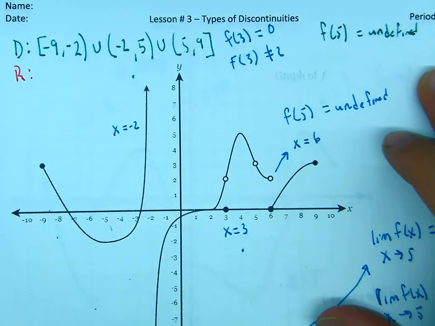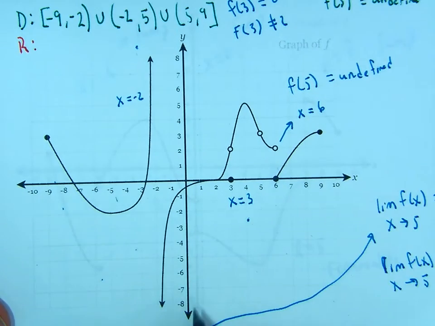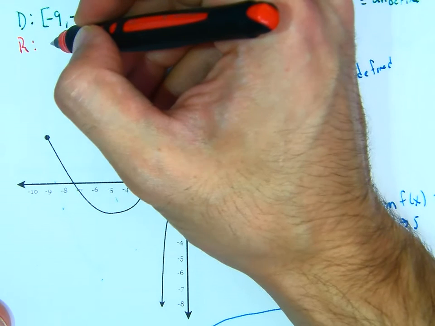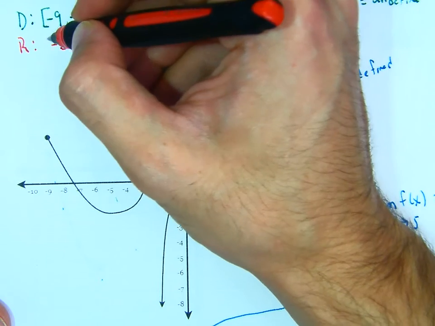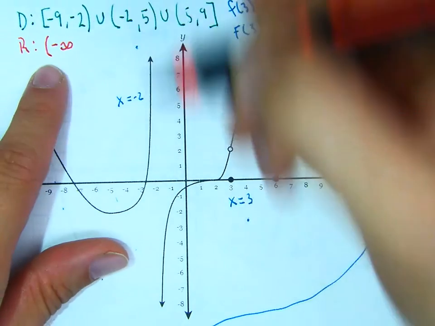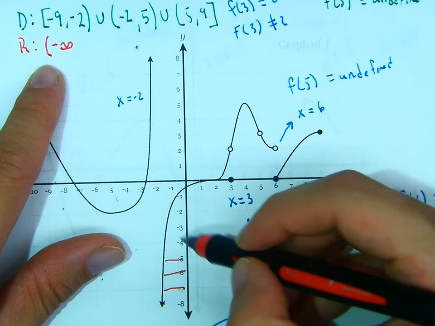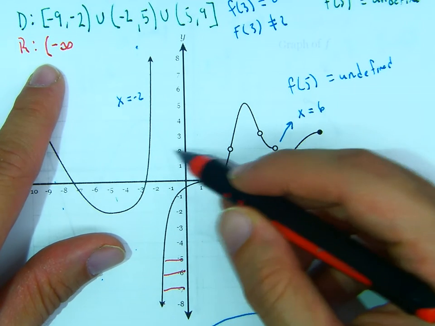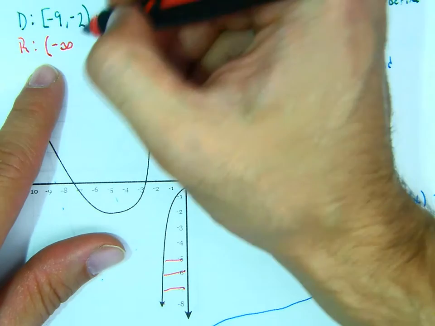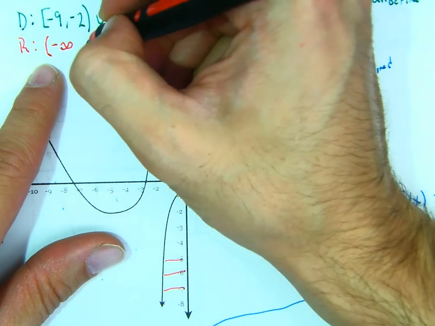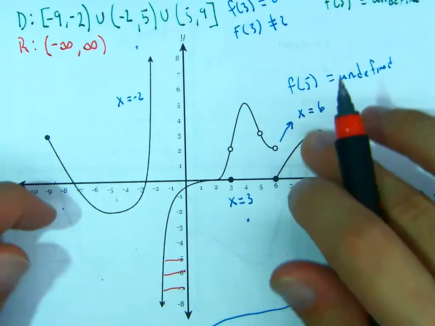Okay? For range, let's do the range. Here, we're going to start at negative infinity, right? Because that's where this arrow is going. So you start at negative infinity, and then this will be exclusive, right? Because you don't have it. Do you have negative 8, negative 7? Yes. Negative 6, negative 5. It looks like you just have all the y values. So this is negative infinity to positive infinity. And that's the range for the graph.